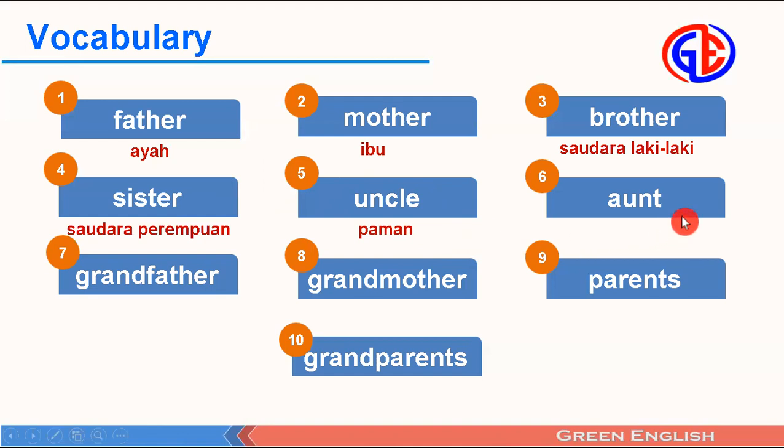Okay, next we have aunt. So some people say auntie. So aunt or auntie, they both okay. Yeah. Aunt is just like uncle. Aunt is your mother or your father's sister. So saudara perempuan daripada ayah kamu atau ibu kamu.